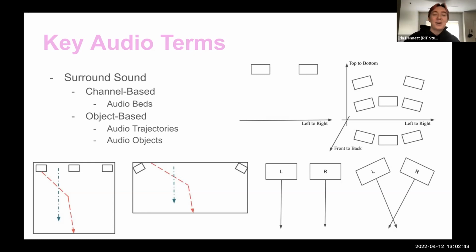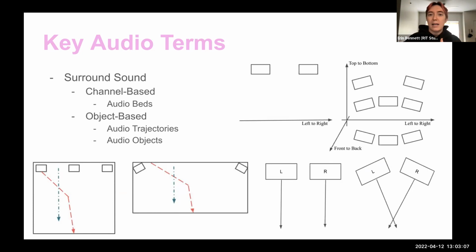Thank you. Okay, so I think we're all familiar with surround sound in some sense. We've probably all been to a cinema before. It's really common for IMAX cinemas, for Dolby Cinema, but just cinemas in general all have surround sound. Surround sound was first introduced in its channel-based form in the 1950s. So it's been around for a very long time, and it operates with these things called audio beds.